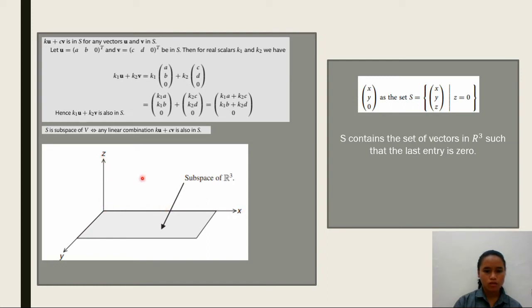A surface in 3D, a surface of R3. So S is the set of vectors (x, y, 0), where z equals 0. So S contains the set of vectors in R3 such that the last entry is 0.